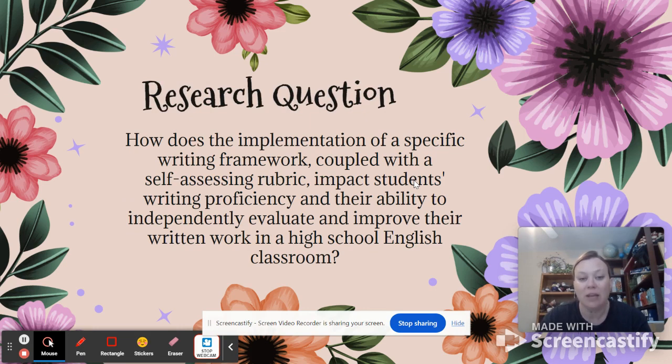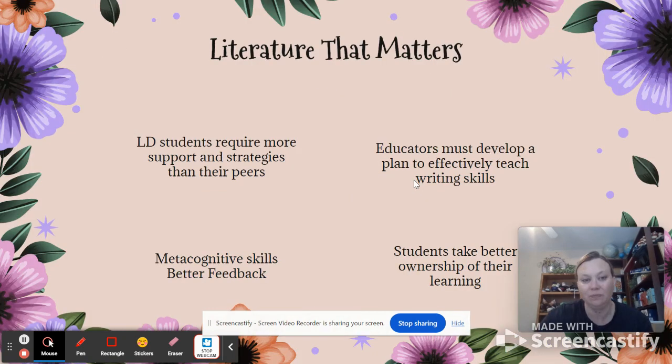How does the implementation of a specific writing framework coupled with a self-assessing rubric impact students' writing proficiency and their ability to independently evaluate and improve their written work in a high school English classroom?